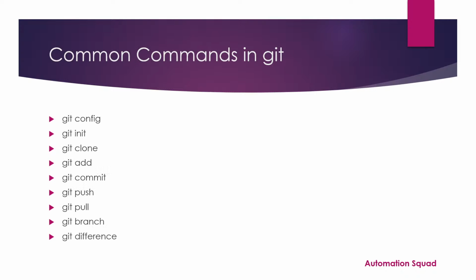These are all the common commands in Git. You can see the multiple commands in Git. We have git config, git init, git clone, all this. How will it be useful for us? I'll show you how it will work. Git config sets the author name and email address respectively to be used within your commits.